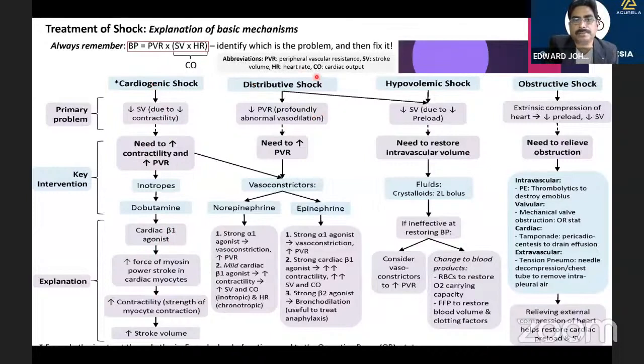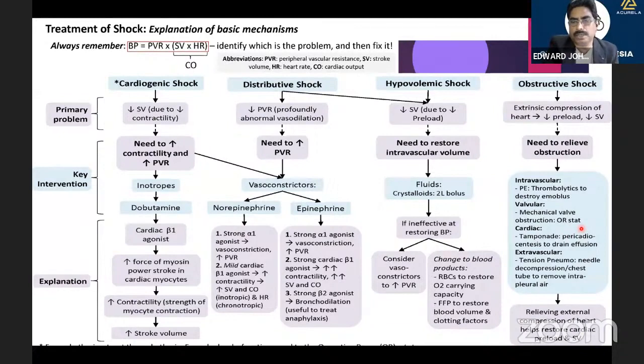In distributive shock, I already told you, there is intense vasodilatation. So the drug you have to use is a vasoconstrictor, whether norepinephrine or epinephrine. In hypovolemic shock, already we have seen, you have to replace the body fluids, it may be plasma, blood, or IV fluids. If it is not responding, you have to go for norepinephrine, a vasoconstrictor. Then coming to the obstructive shock, here there is obstruction to the outflow of the blood.